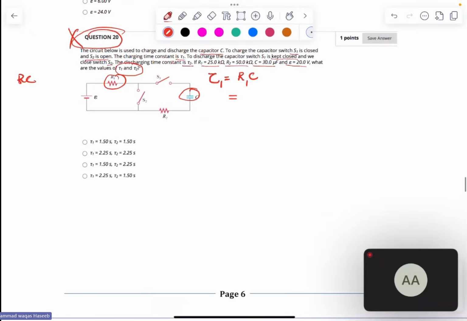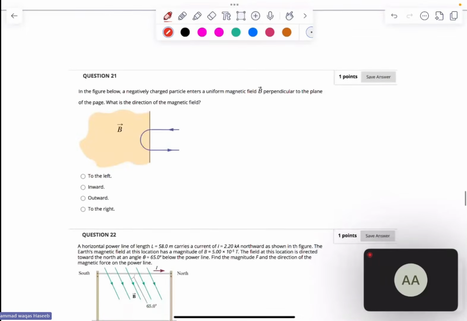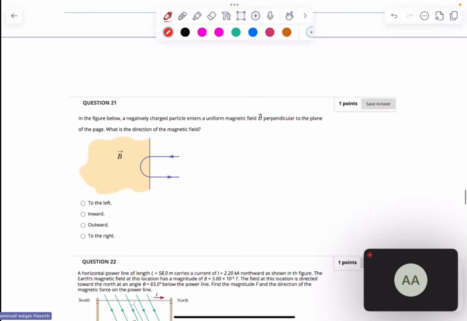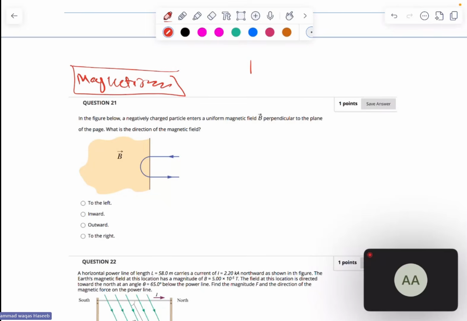Okay. Now next, move to magnetism. Now we are moving to the last section, which is magnetism. So how is a magnetic field produced? When a current flows across any conductor or a wire, it produces a magnetic field around it.